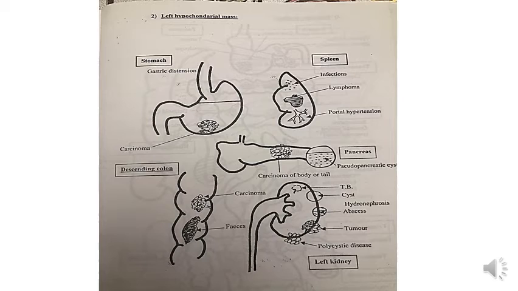When we go to the other side of the upper abdomen, the left hypochondrium, you may find the following masses. They may arise from the stomach, from the spleen, from the body of pancreas, from the descending colon, or from the kidney.